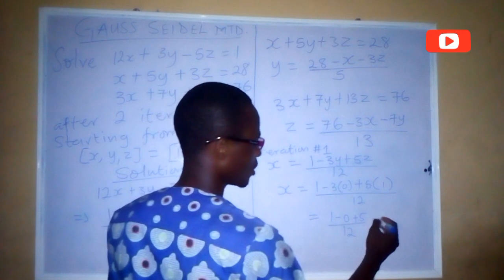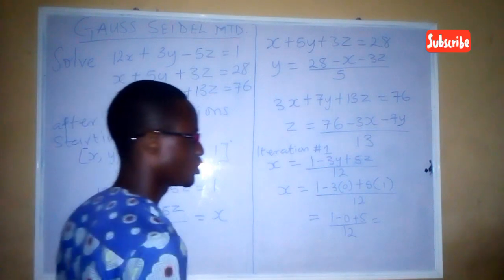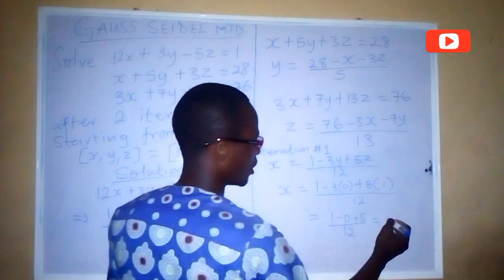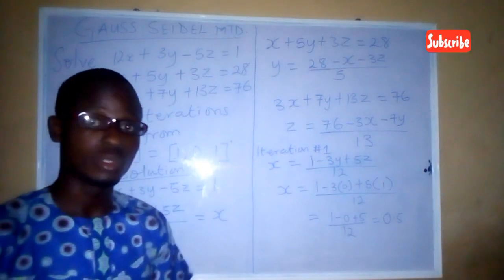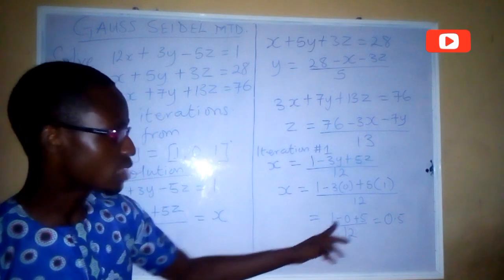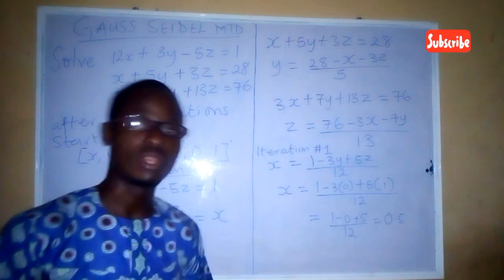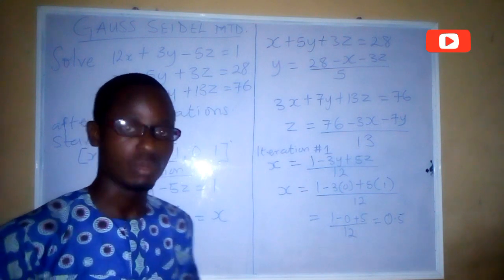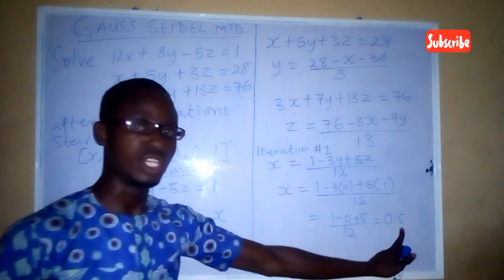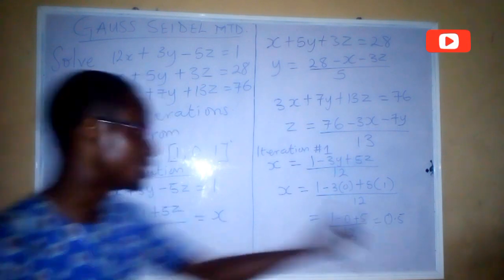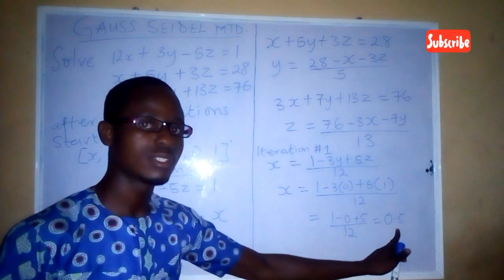So that gives us 1 minus 0 plus 5 all over 12. And that gives us 6 all over 12. Then we have 0.5. Leaving it in decimal, we have 0.5 because 1 over 2 is equivalent to 0.5. Once I have 6 here, all over 12 is going to give me 1 over 2, and 1 over 2 is equivalent to 0.5. So I have to make the point clear in that perspective. This is the old value, and this is the first new value for x.